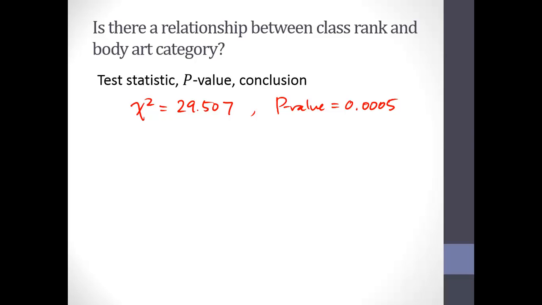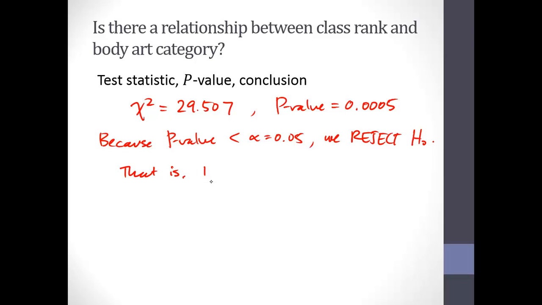So now we can just go ahead and make our conclusion, right? So our p-value is really small, so we're going to do what? Reject the null hypothesis, right? So because the p-value is less than alpha 0.05, so even though we didn't say what alpha was, we can use 0.05 again. We reject. And again, what that means is that we're rejecting that there is no relationship, so that means that we're saying there is some relationship.